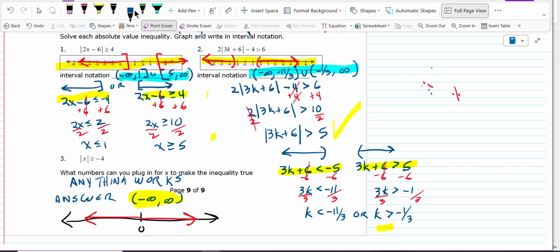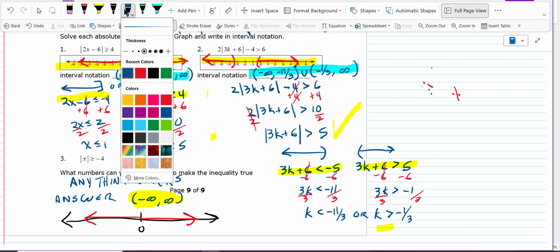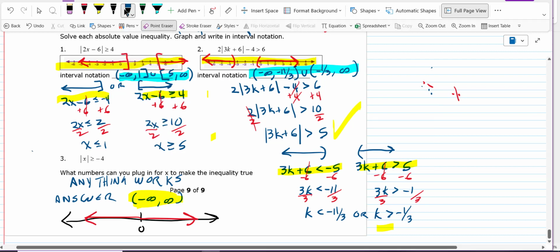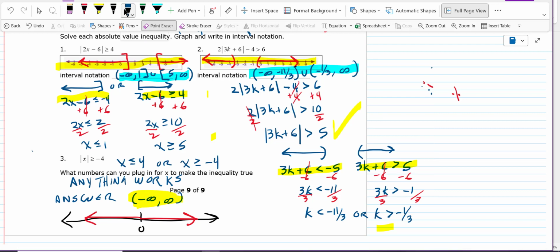Okay, so the last one is kind of a weird problem. This one said absolute value of x is greater than or equal to -4. There's a tendency for students to just set it up like the teacher told me to. And there's nothing really wrong with doing that. You'd end up getting x is greater than or equal to -4 and x is less than the opposite, but that's the whole number line.